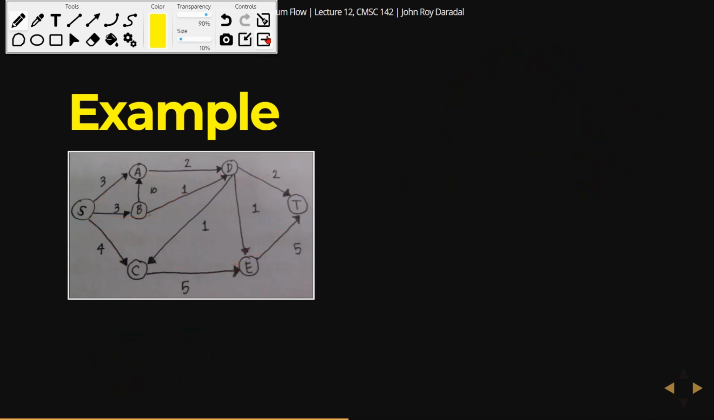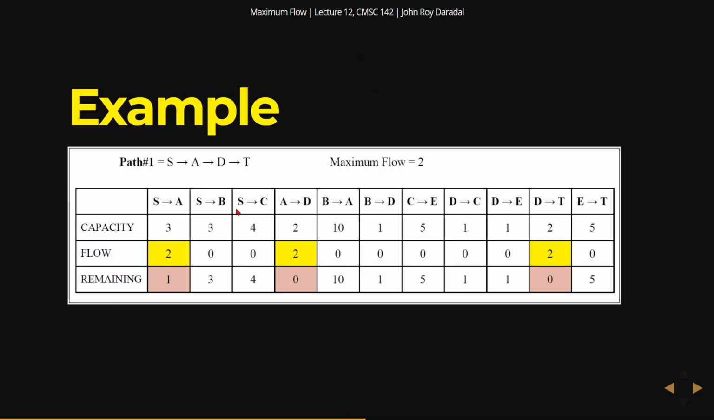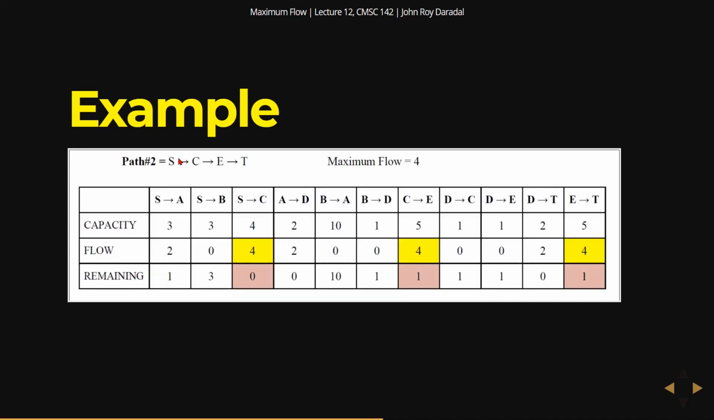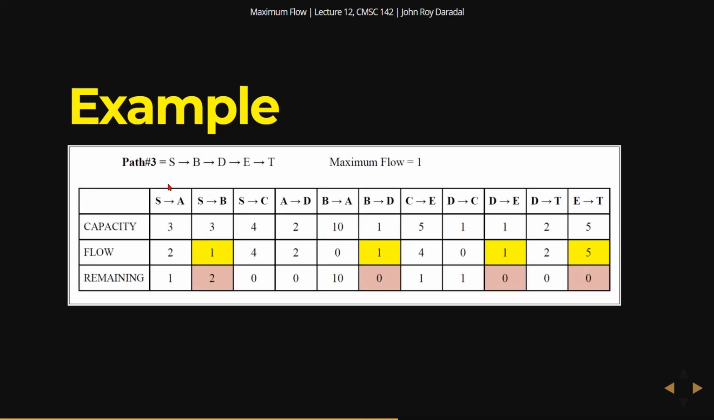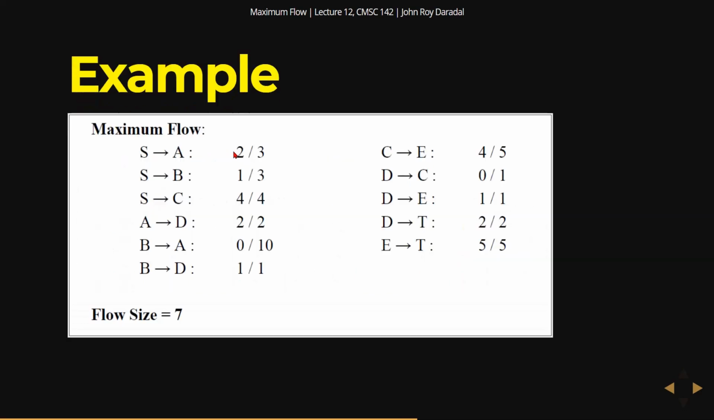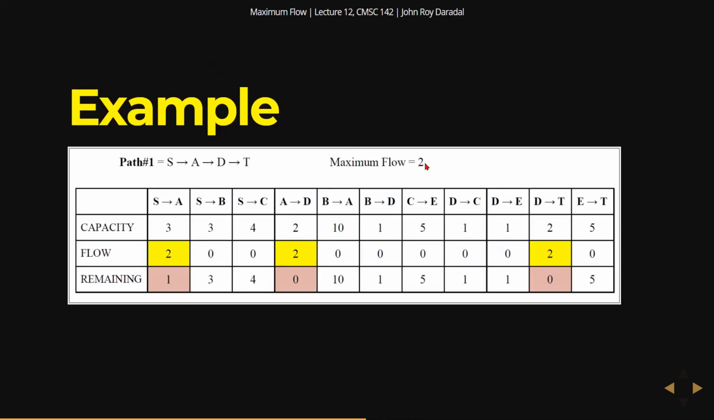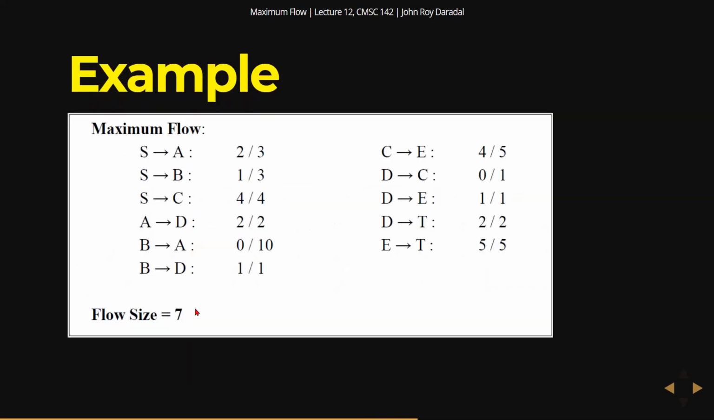So these were the details. The first path that we saw was SADT, maximum flow of 2. So we add 2 along those paths, and then the remaining capacity is adjusted. The second one was SCET, maximum flow of 4, so we also adjust the remaining capacity. And the last one is SBDET with flow of 1, and we also adjust the remaining capacity. These are the flows at each edge. So the total flow size is 7, because that's 2 plus 4 plus 1.